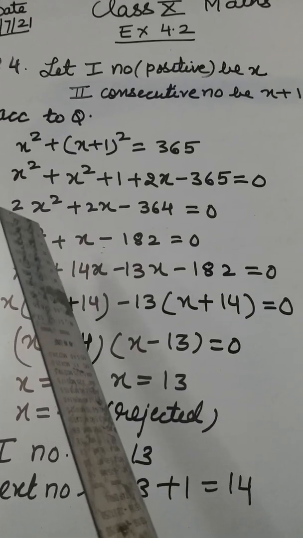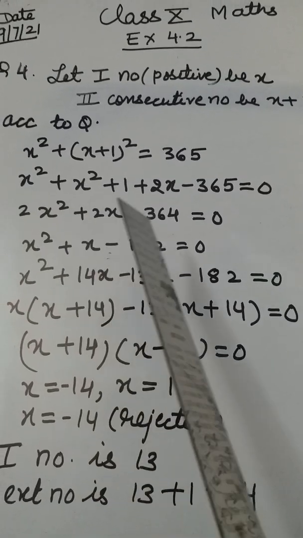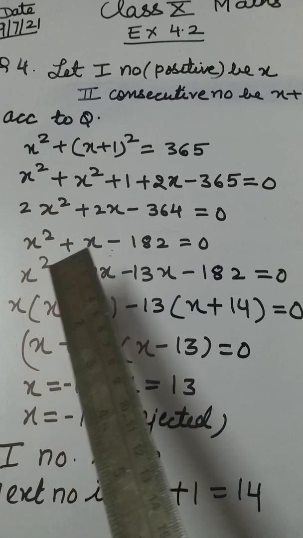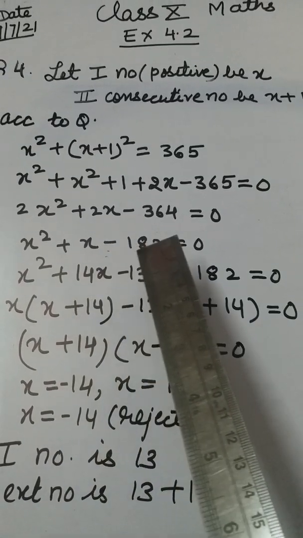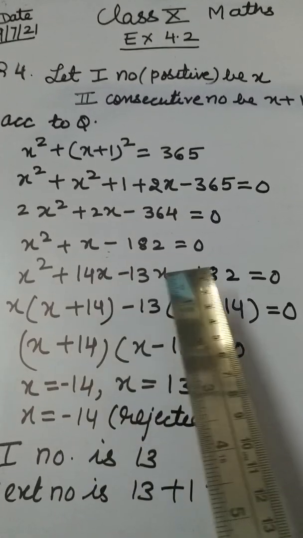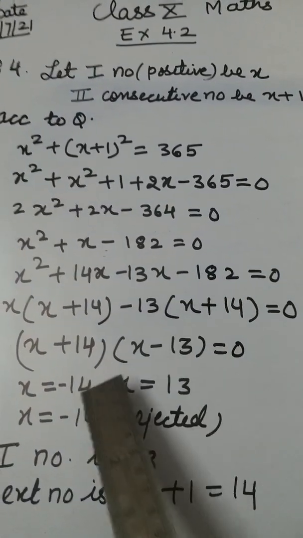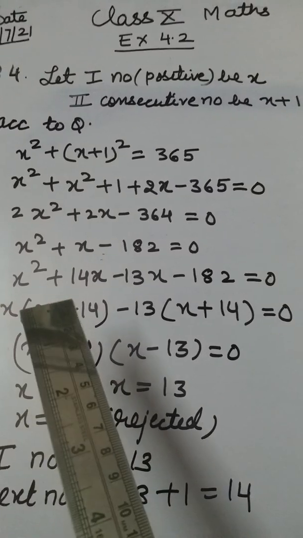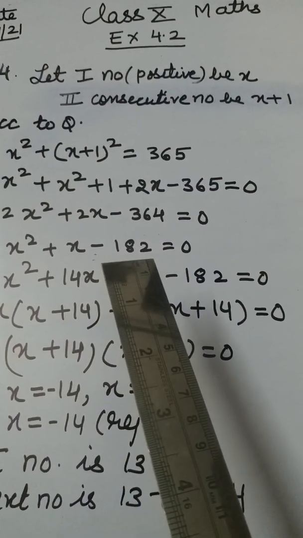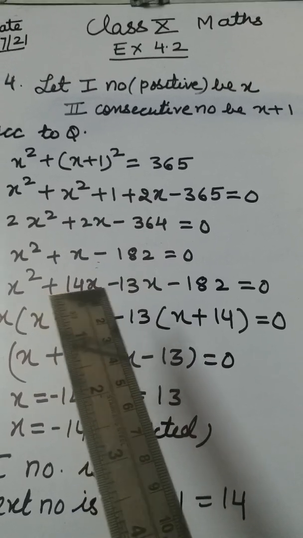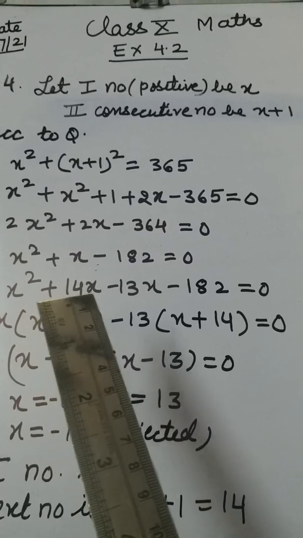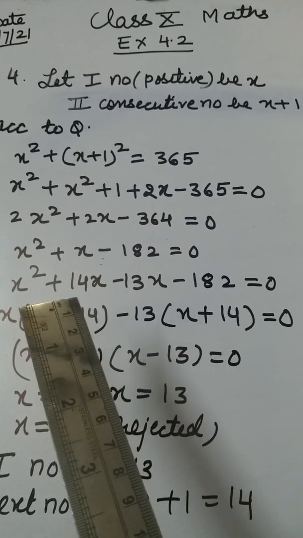Now this entire equation can be divided by 2, so it will be x square plus x minus 182 equal to 0. Now this equation has come in a simplified manner. Now we will take out the factors of it. Here you will take out the factors of 182. It will come 14 and 13. 14 will be of plus and 13 will be of minus.